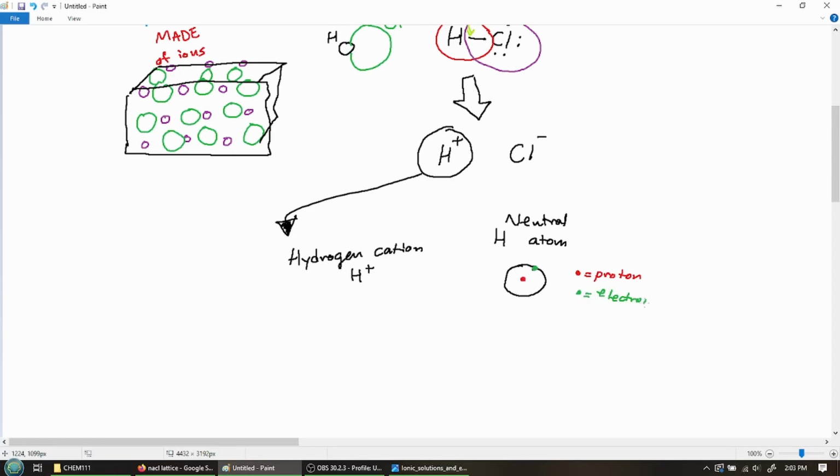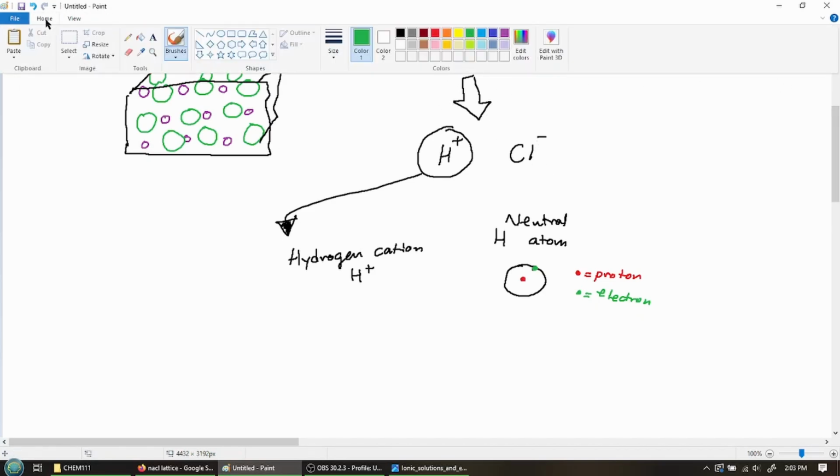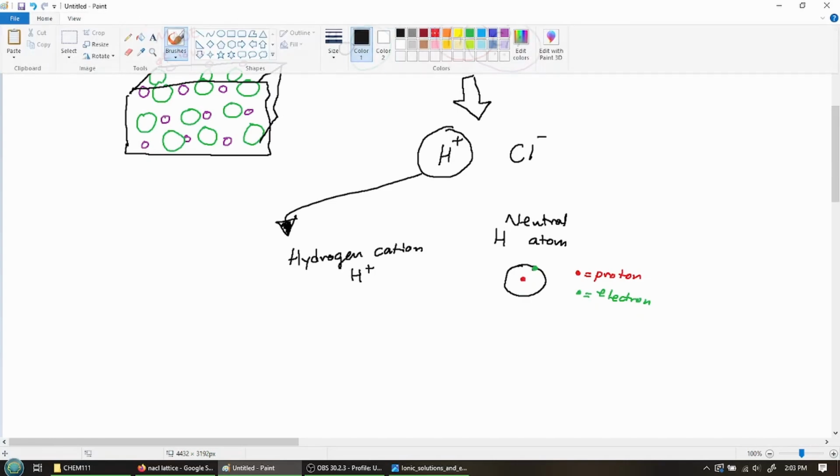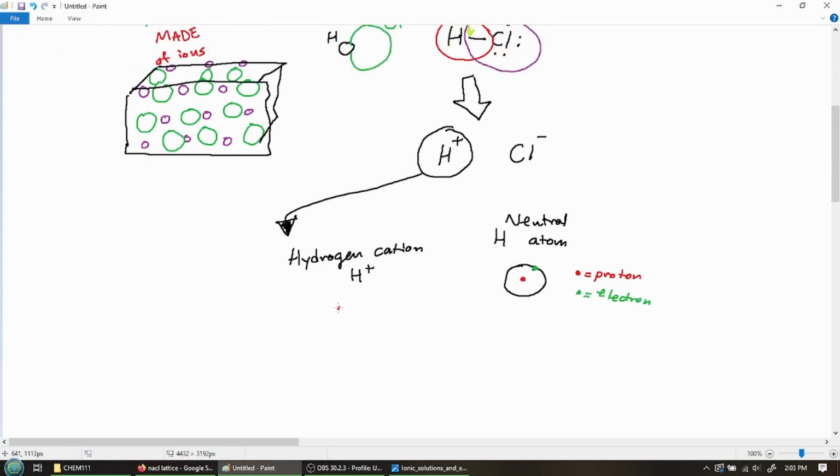Okay. So now that I've done this, what happens when we have an H plus ion? What happens when a hydrogen atom gives up its electron? It's just a proton. That's all that's left. This would look like this. So we could say that we've got a proton with an empty shell around it.